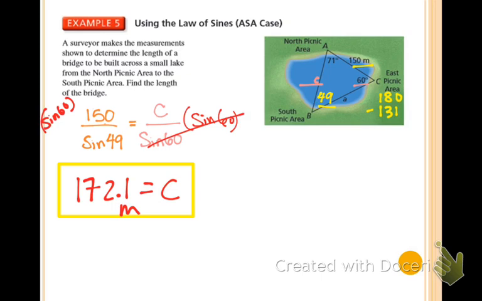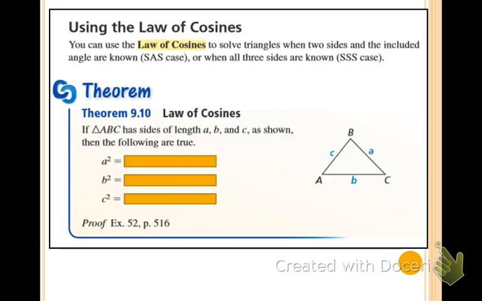All right, so law of sines, you use a proportion. Law of cosines is just a formula. Law of cosines you'll use for a side angle side or side side side. If you see that on your page, I would underline it or highlight it. These are the two times you would use law of cosines. For side angle side and side side side.